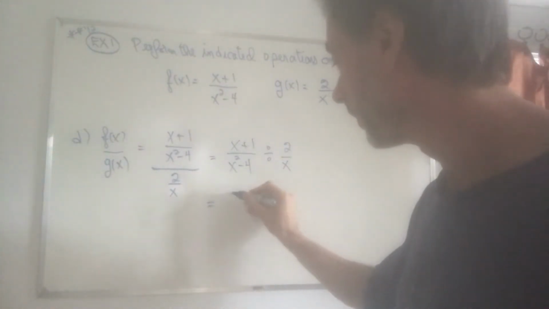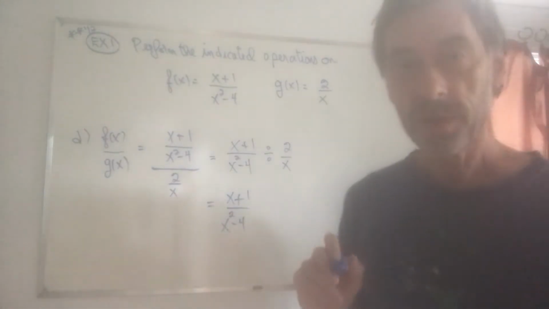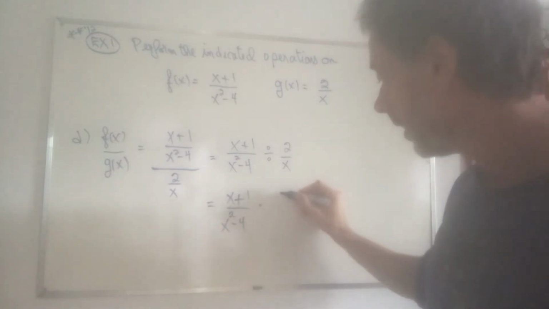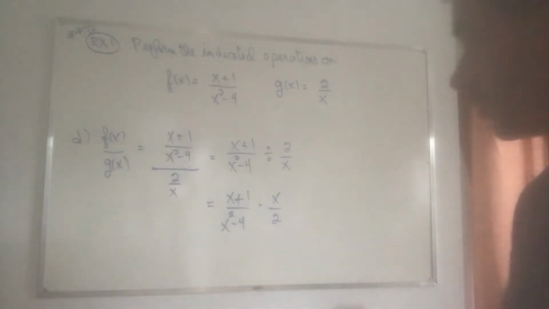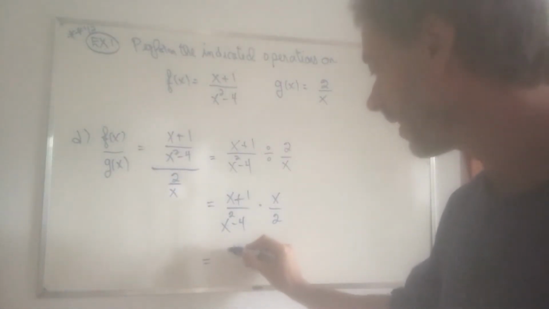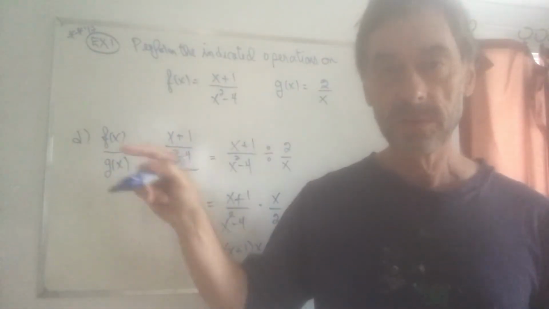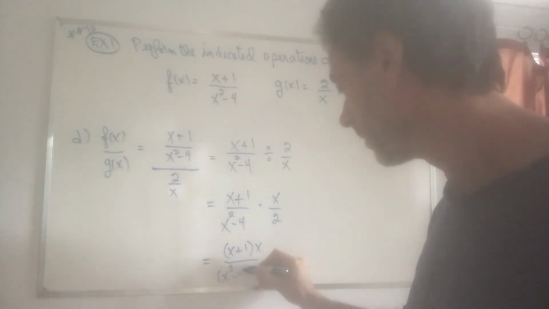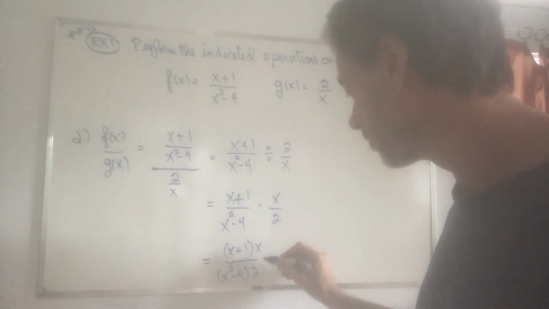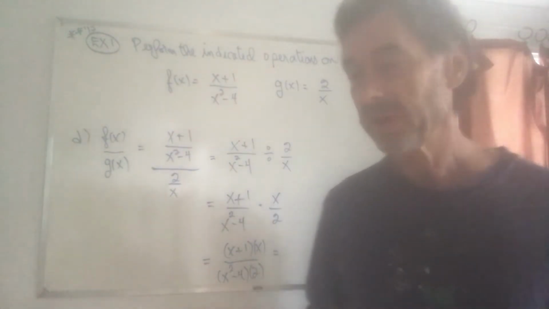Now we flip. So x plus 1 over x squared minus 4. I'm going to change the division to a times. And I'm going to flip my fraction, 2 over x becomes x over 2. And then basically I have x plus 1 times x, multiply top with top, bottom with bottom, x squared minus 4 times 2. We could put brackets here if you want. And then I can leave it like that, or I can FOIL. The two answers are perfectly equivalent.